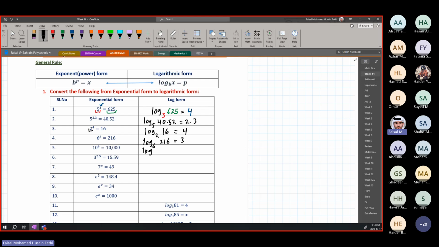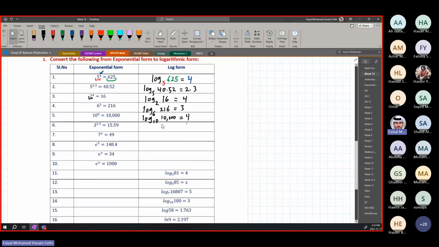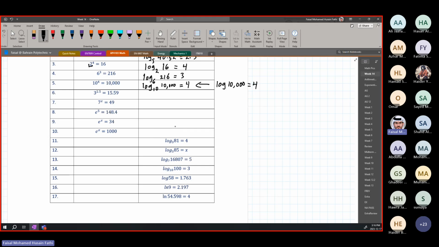Log base 10 of 10,000 is equal to 4. To make sense, right? So obviously this log base 10 can also be written simply as log 10,000, because when you write log with no base, that is equal to log base 10, as we explained earlier.